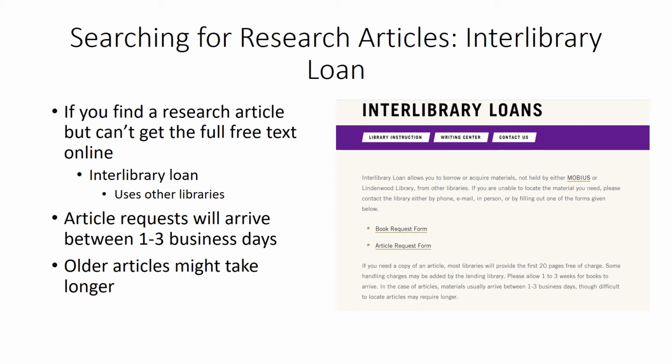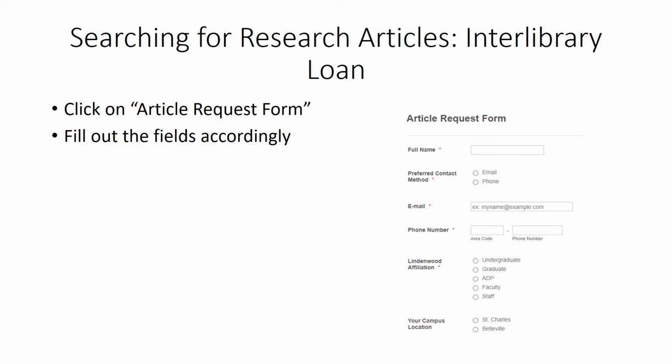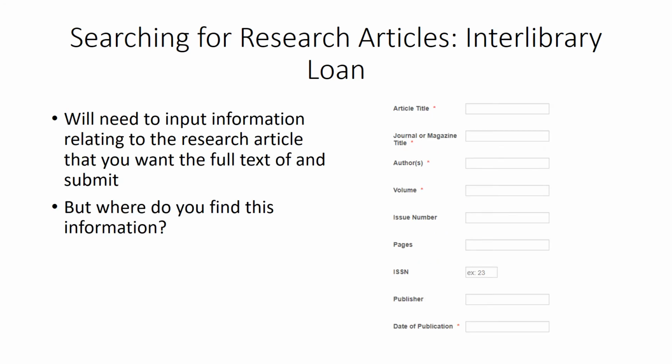It will all depend. But during my graduate school, I would often use the interlibrary loan service, which was great, and I'm sure that you guys will too. Once you click on the link, you will need to click on Article Request Form and fill out the fields accordingly. When you are filling out this form, you will need to put information relating to the research article that you want the full text of and then submit.